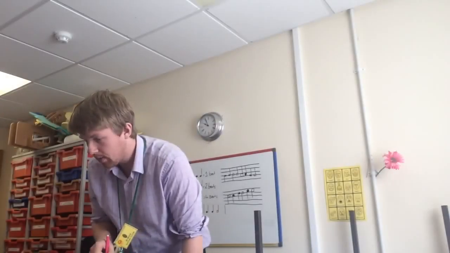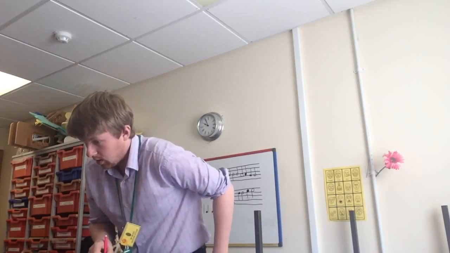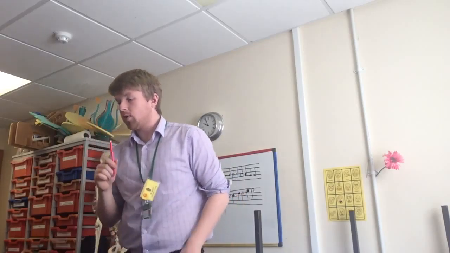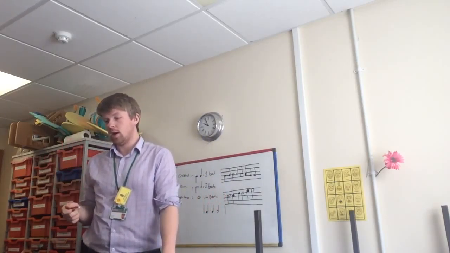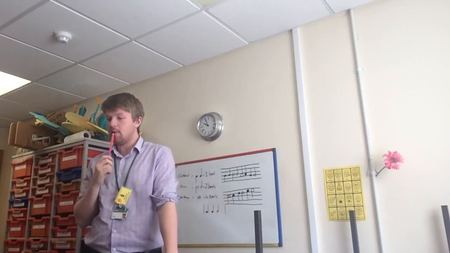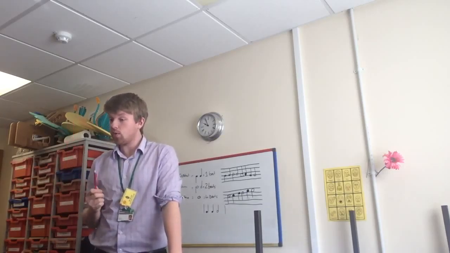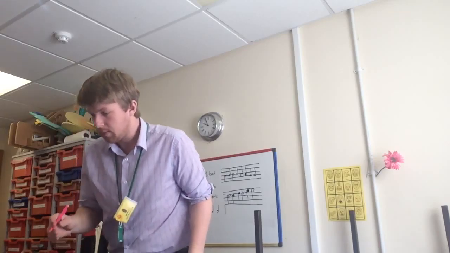Okay, describe it to me. It's in the middle of a line. Which line? The second line. So it's always going to be a... It can't be a B, because B is in the middle line. It can't be an A, because A is between the second and the third line. So the only other one it can be is a G. So it's always going to be a G. It's on that second line.